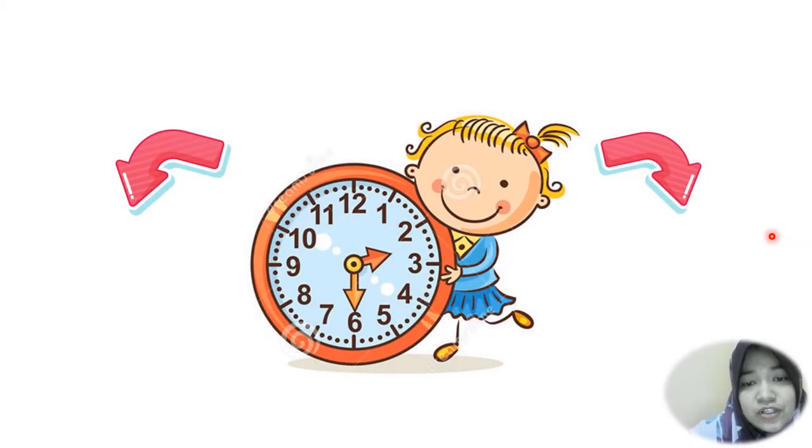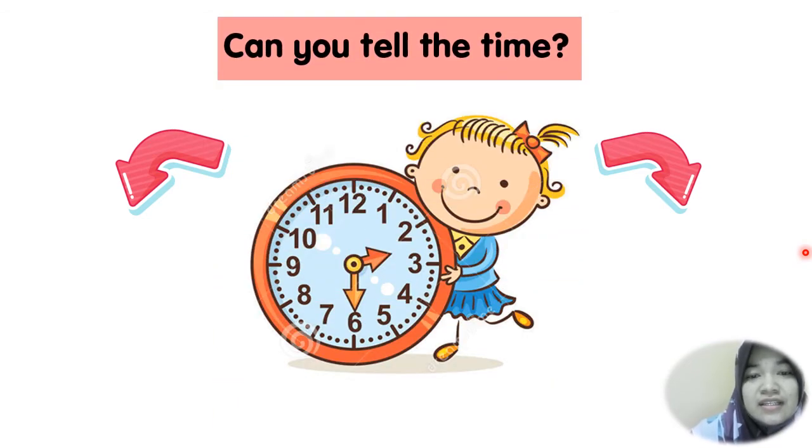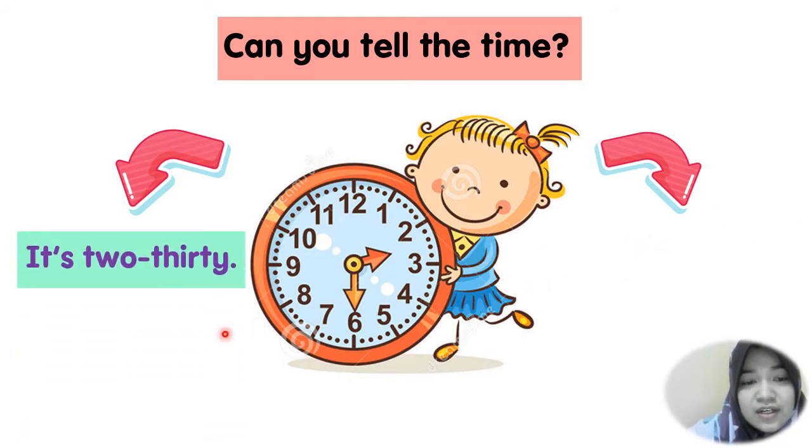Okay, let's move on to another example. This one requires your attention. Can you tell the time, class? One more time. For this example, it has two ways of answering. Dia ada dua jawapan. Dua-dua betul. Either, the first one, you can write it in this way.